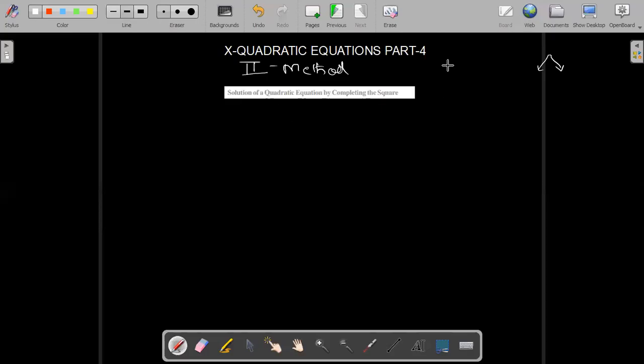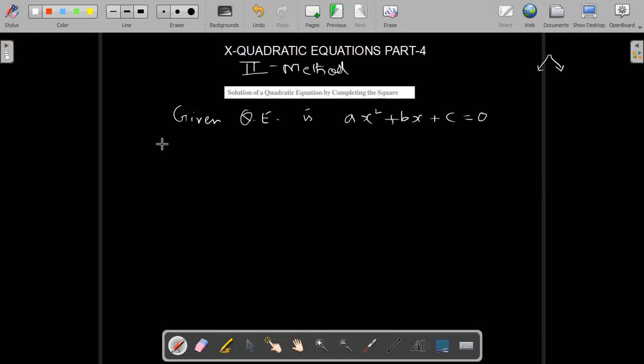Now we will solve the given quadratic equation. The method you should know, then we will do the question. The given quadratic equation is ax square plus bx plus c. Then we can use this method.